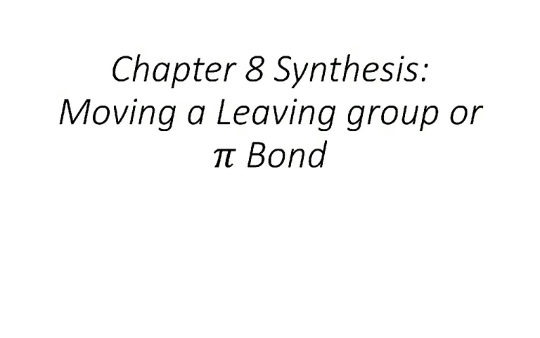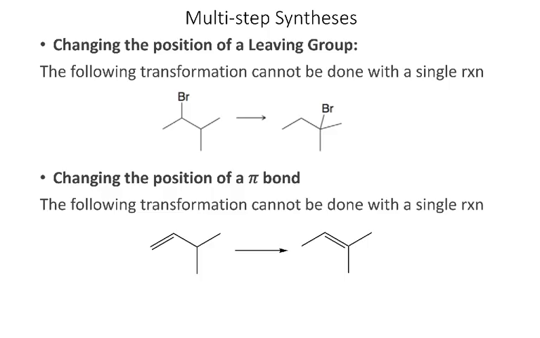Okay, we're going to take a look at some examples of syntheses that require multiple steps. Specifically, we're going to look at what's required to move a leaving group or to move a pi bond. If we look at these two examples, in this first case, I'm moving the bromine from this position to this position. We didn't learn any one-step reactions that can do that. Same thing down here. To move this pi bond from here to here, we didn't learn any one-step reactions that can move a pi bond.